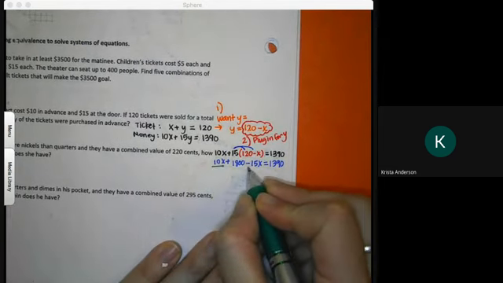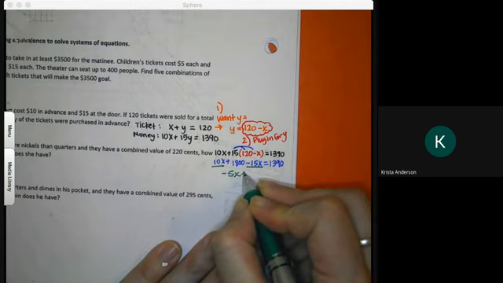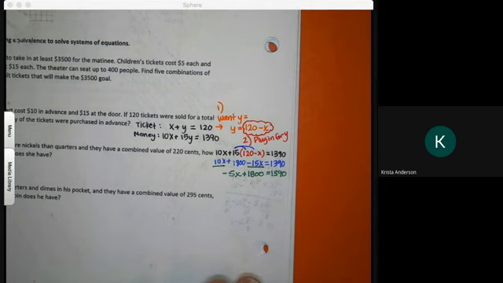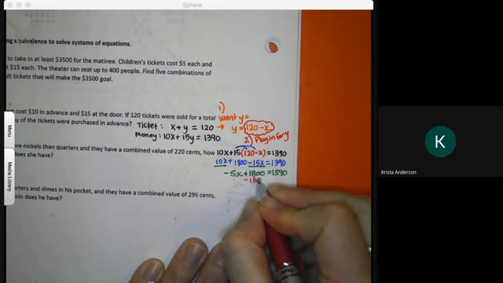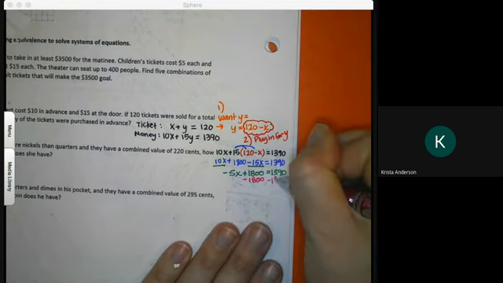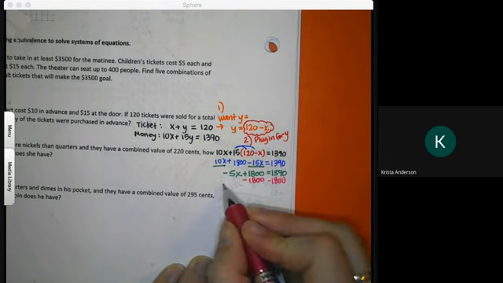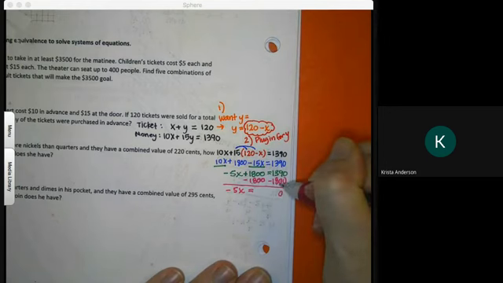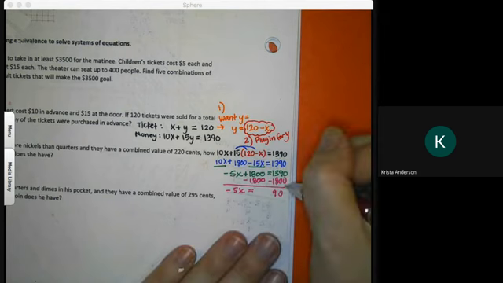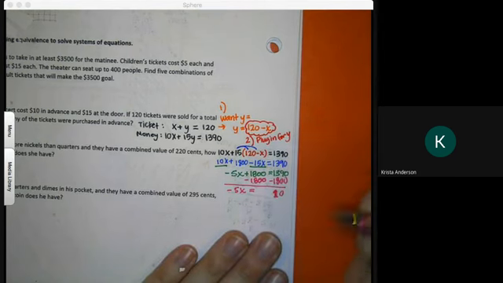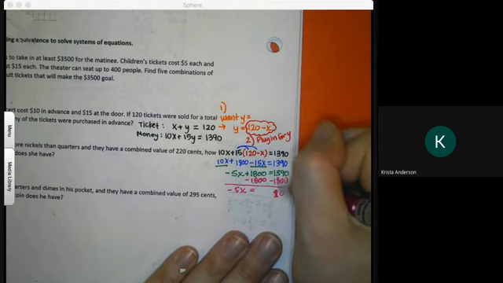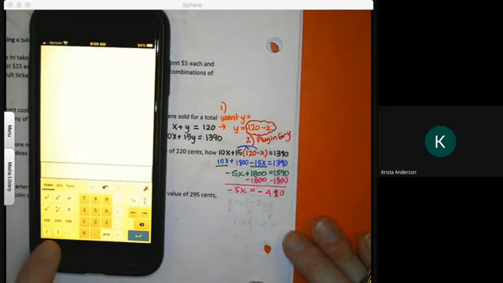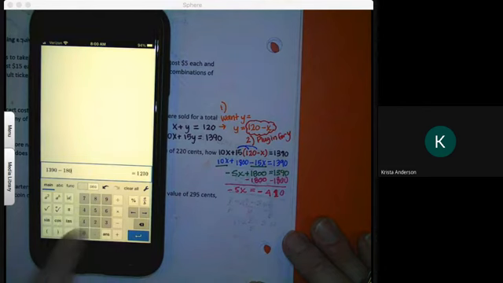10x and negative 15x put together is negative 5x. Subtract the 1,800. Oops, I put that backwards. That would be a 1. Negative 410. I'm going to check it. 1390 minus 1800 is negative 410.